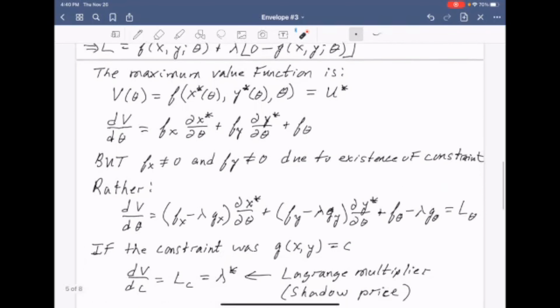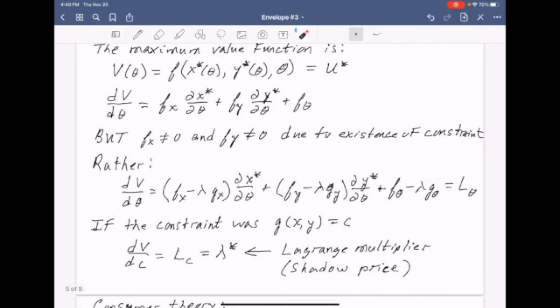Rather, we have to take the derivative so that the derivative of V with respect to theta looks like this. And if you look at this particular function, what you'll see is that first order conditions for constrained optimization say that that has to equal 0. This one has to equal 0. So what we're left with is basically the partial of f with respect to theta minus lambda g theta. But let's call this L theta.